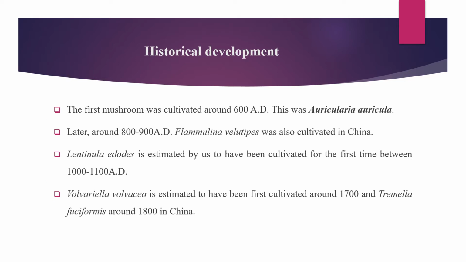Historical development. Auricularia auricula was the first mushroom cultivated, around 600 AD. Later, 800 to 900 AD in China, Flammulina velutipes was cultivated. Lentinula edodes was cultivated for the first time between 1000 to 1100 AD. Volvariella volvacea is estimated to have been first cultivated around 1700 and Tremella fuciformis around 1800 in China.